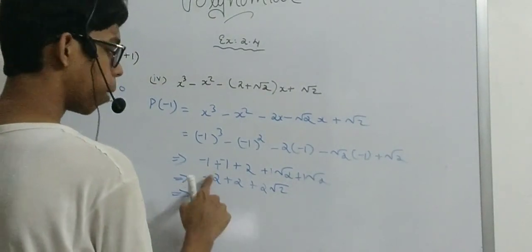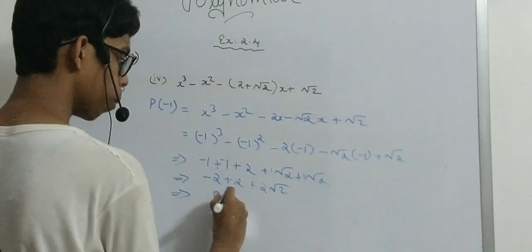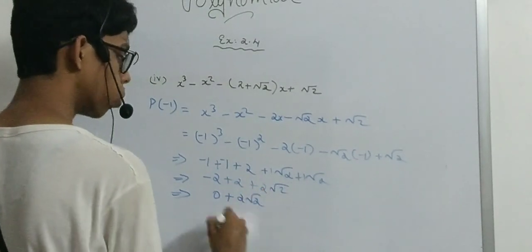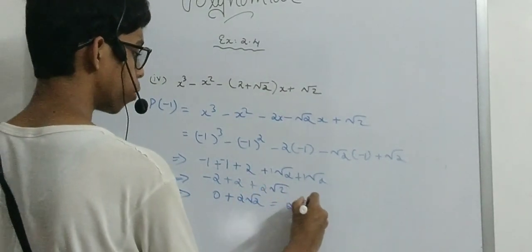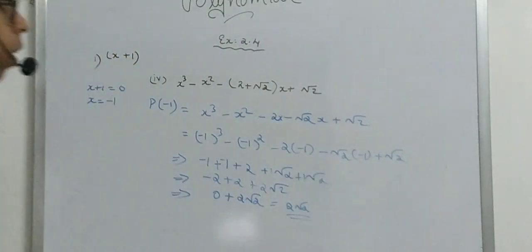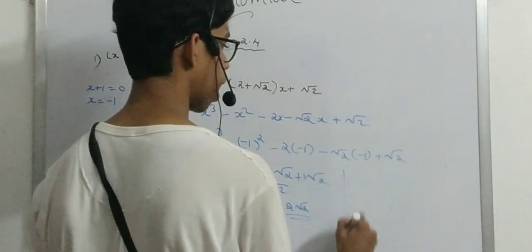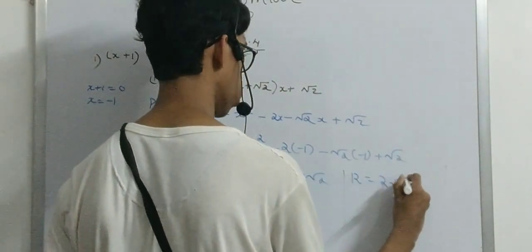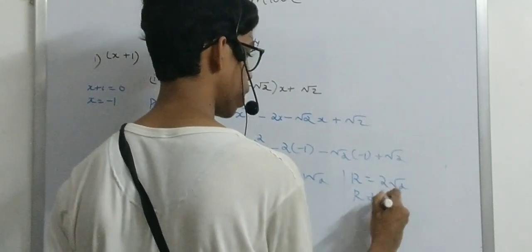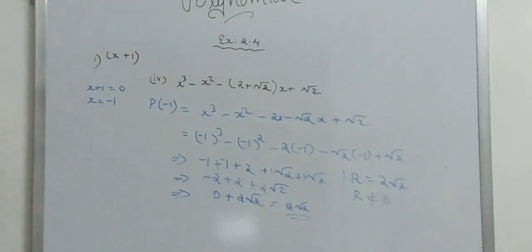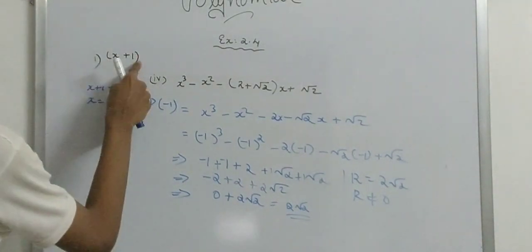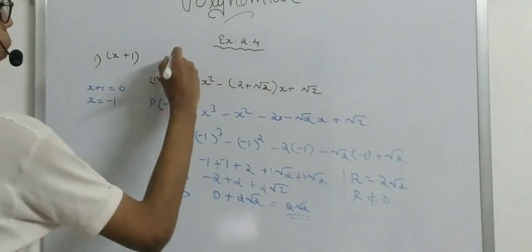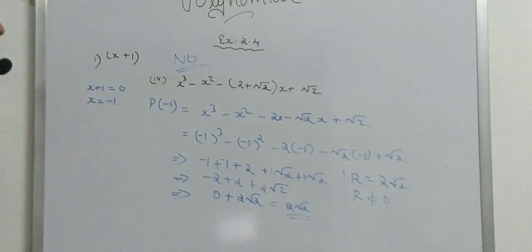Now minus 2 plus 2 is 0, plus 2 root 2. So we will be getting the final value of the polynomial as 2 root 2. What does this mean? This means that our remainder is equal to 2 root 2, which means our remainder is not equal to 0. So if our remainder is not equal to 0, it means that x plus 1 is not a factor of this given polynomial. I hope it is clear.